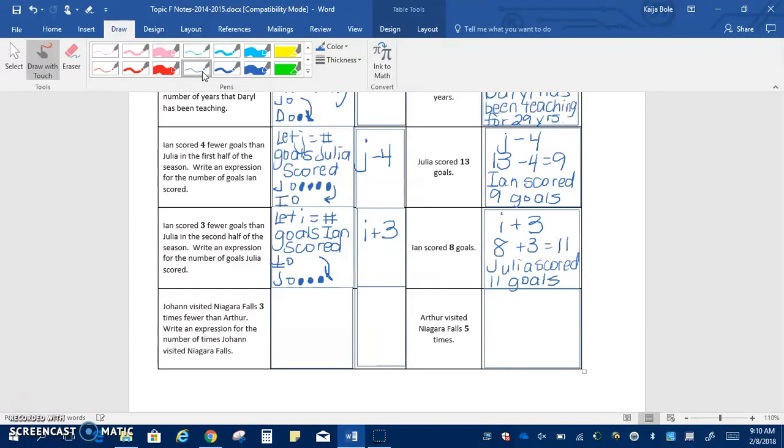Alright. So for this last one, I do want you to try this on your own, but we'll read it together, and then I'll have you try this on your own. Please don't leave a blank, and then we'll go over it in class tomorrow. So it says, Johan visited Niagara Falls 3 fewer times than Arthur. Write an expression for the number of times Johan visited Niagara Falls. So because we're looking for Johan, that means we're going to use the letter A. So let A equal, and that's all I'm going to leave you with.